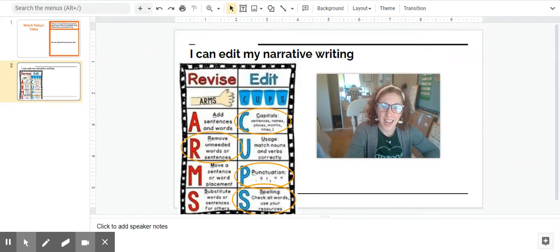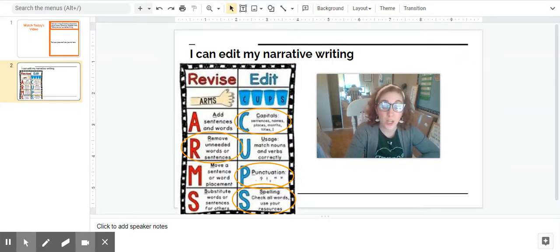The other thing is edit. What do I mean by that for CUPS? C is capitals. We've worked on that before. So remember, we're going to circle all of our capital letters, or we're going to put a square around them like I did, and I'll show you in a second.